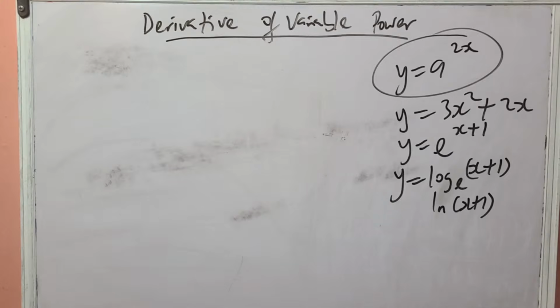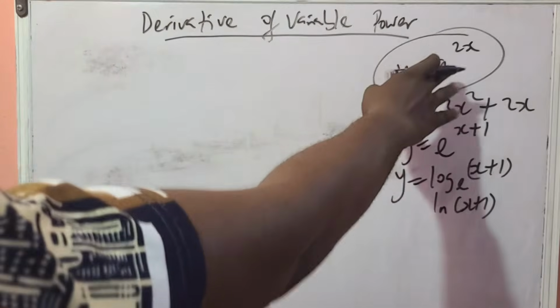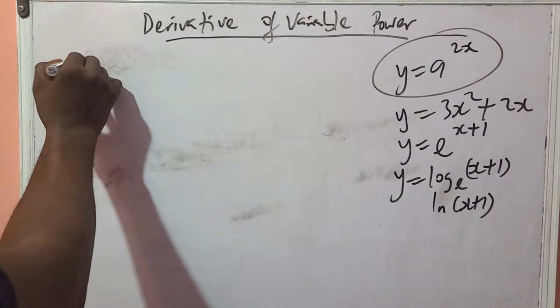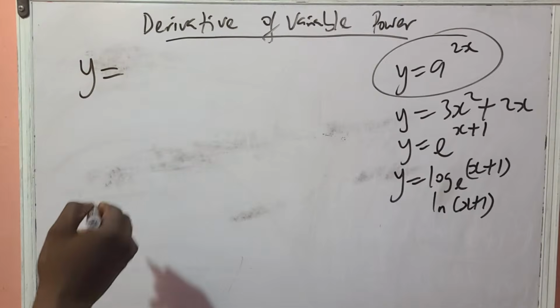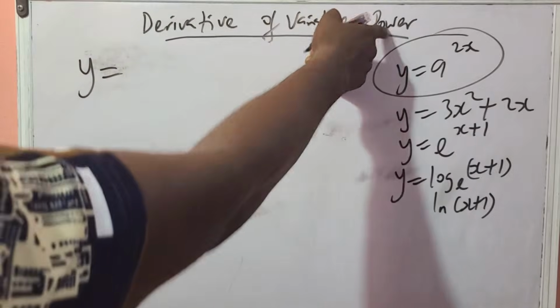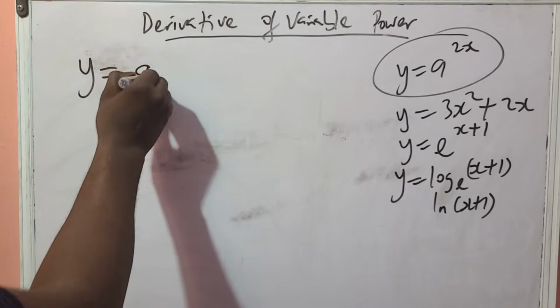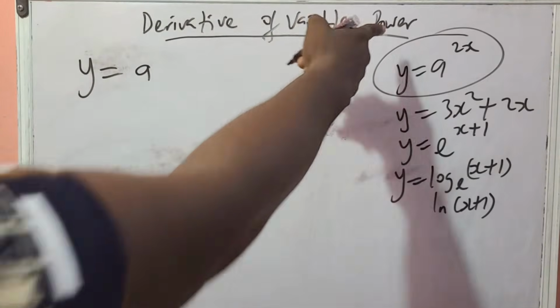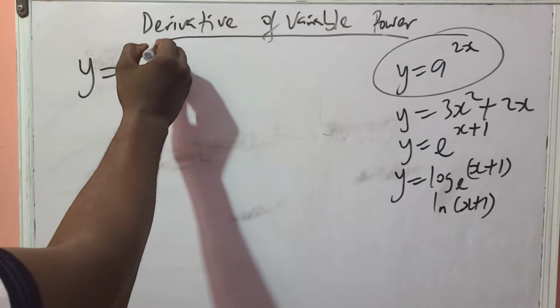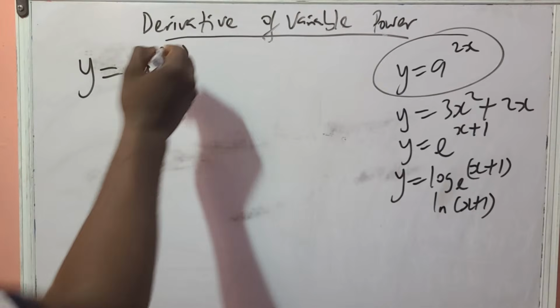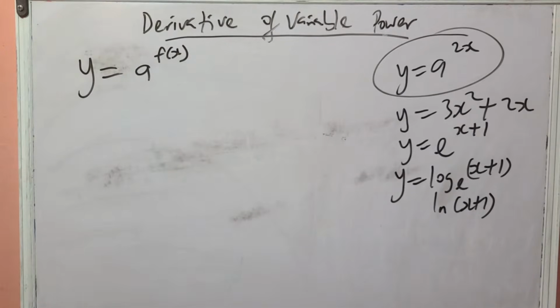x. So let me just write a general form. It's always important we write a general form. So this is a particular form. Let's write a more general form. A general form will be y equals, we said variable power. So we can have a variable, let's still call it a variable a. Then it has a power, that's the meaning of variable power. So let's just call this power f(x) as we have been doing.